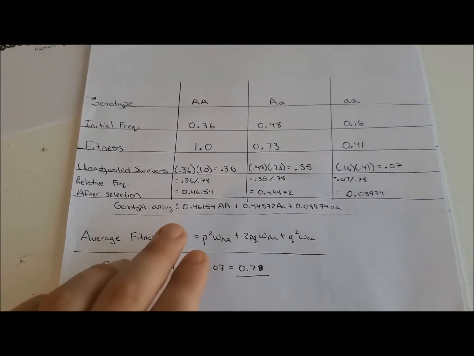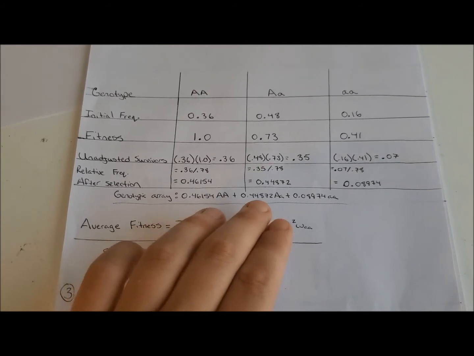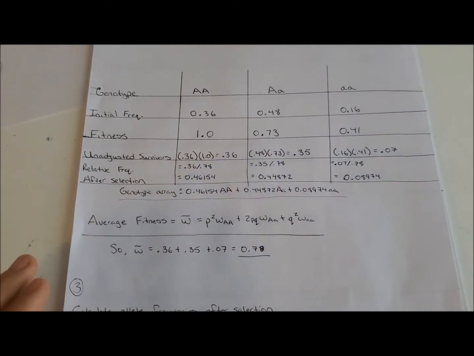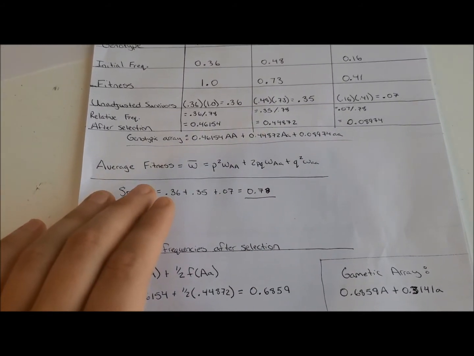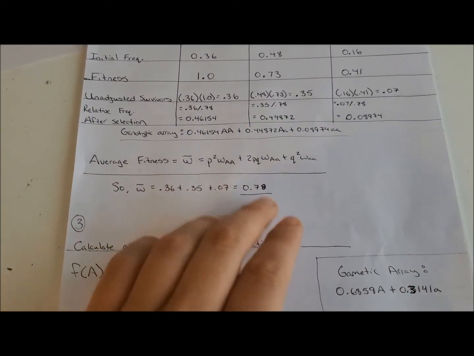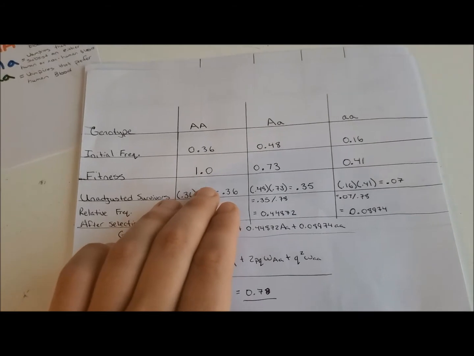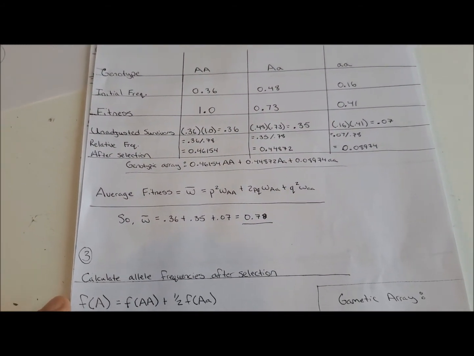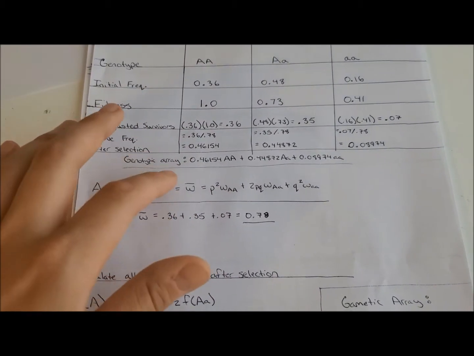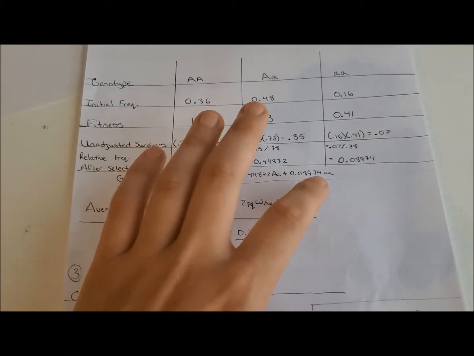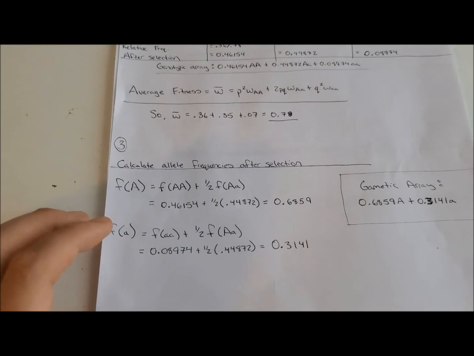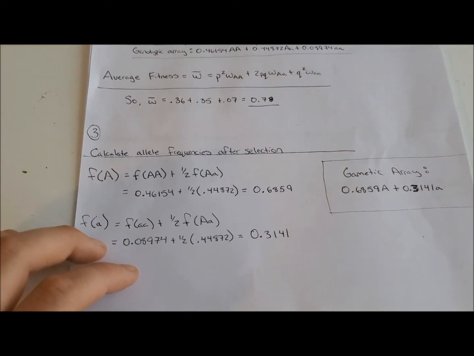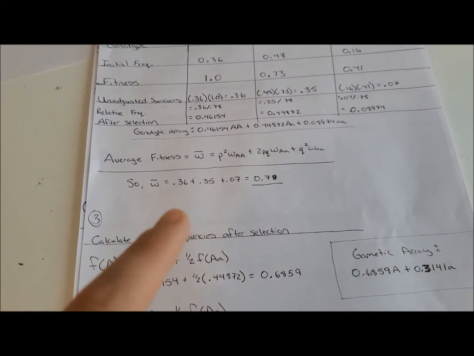But this ends up getting us a genotypic array of this, and this is our genotypic array after selection, which we had to use the average fitness to get, because the unadjusted survivors do not equal 1, and that is not consistent with Hardy-Weinberg, so we have to do some mathematical finagling to get it back in sync. Anyway, after that, we calculate the allele frequencies after selection using our genotypic array.